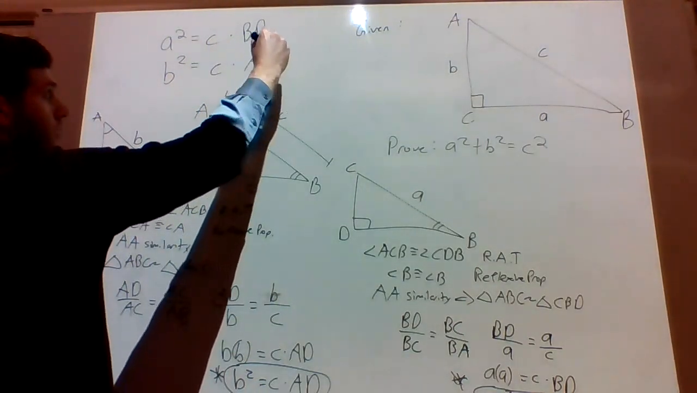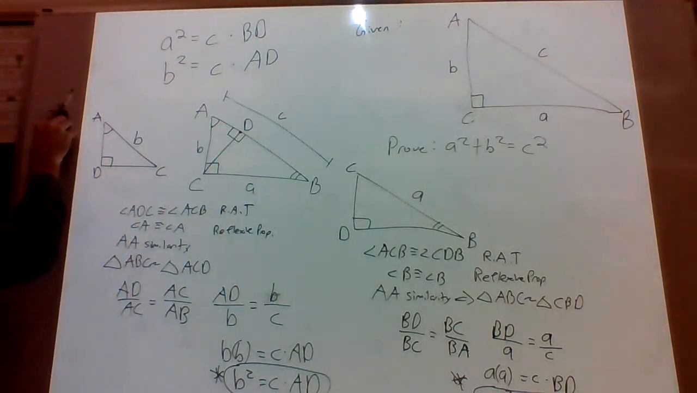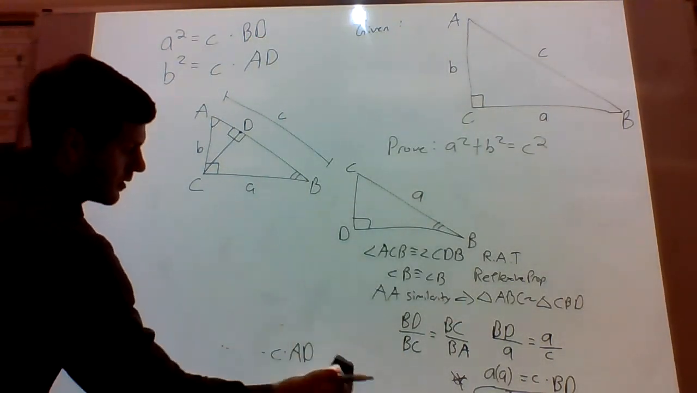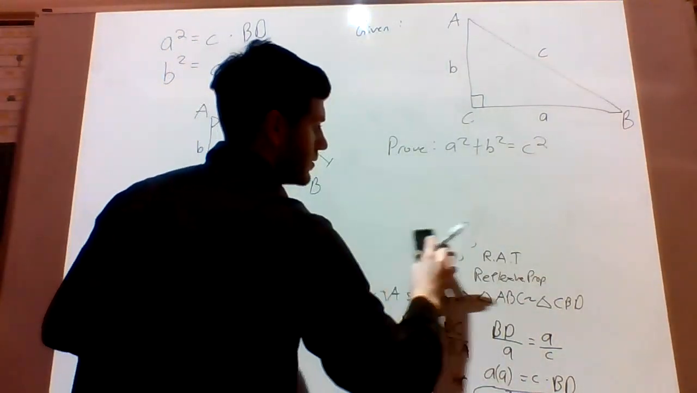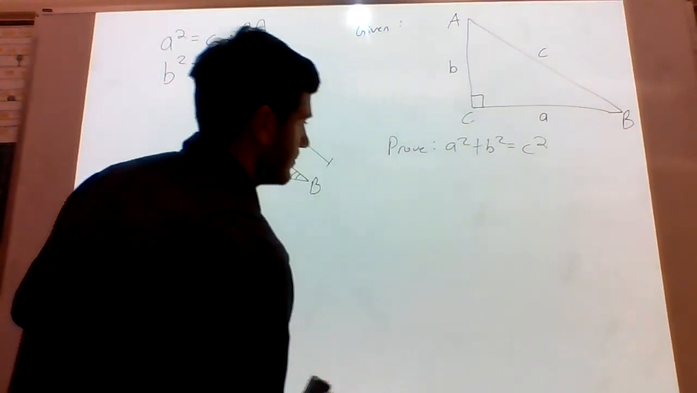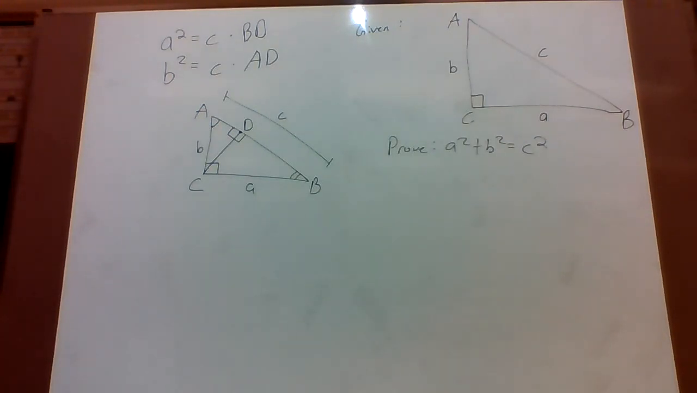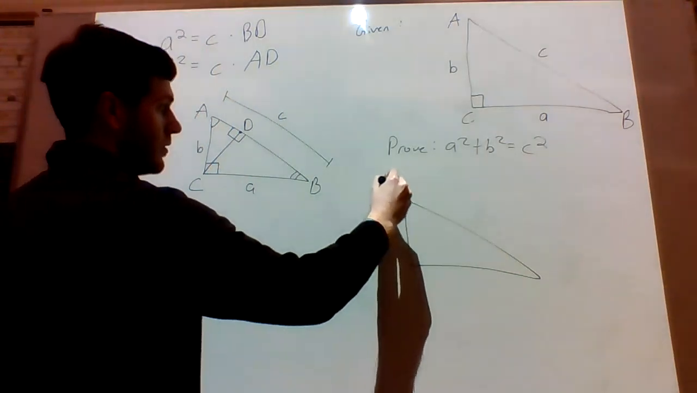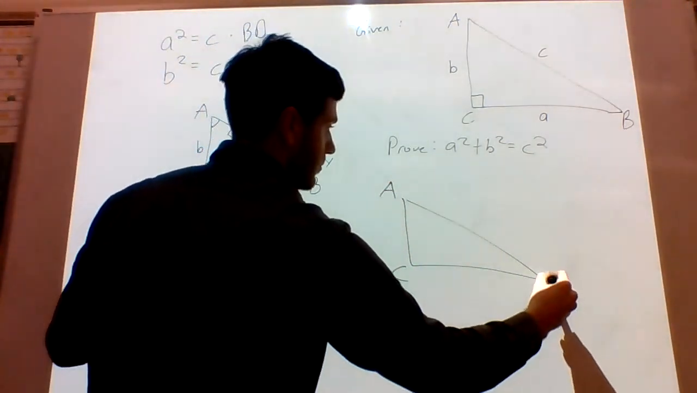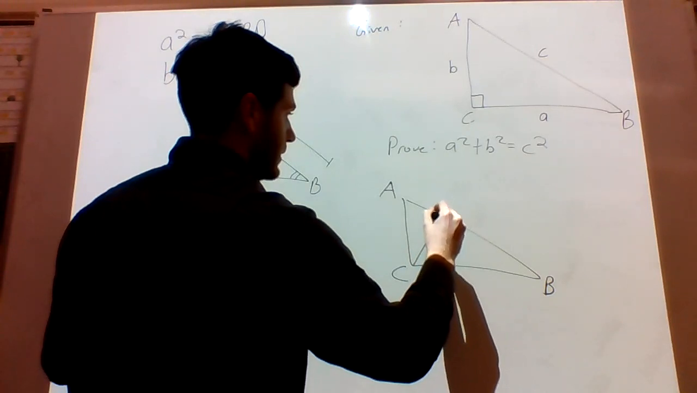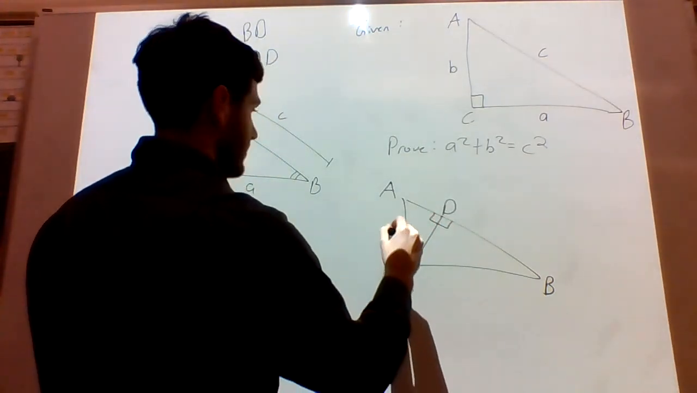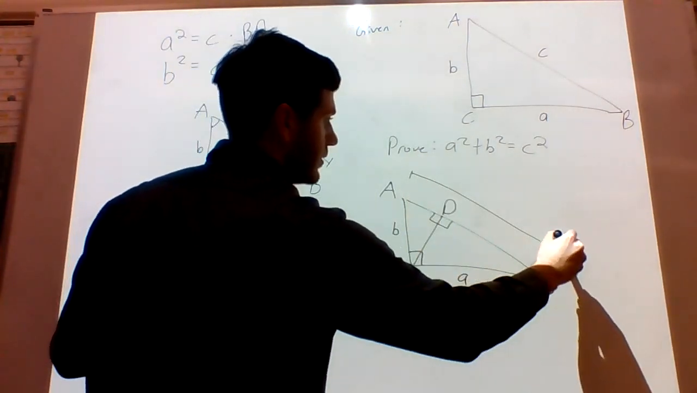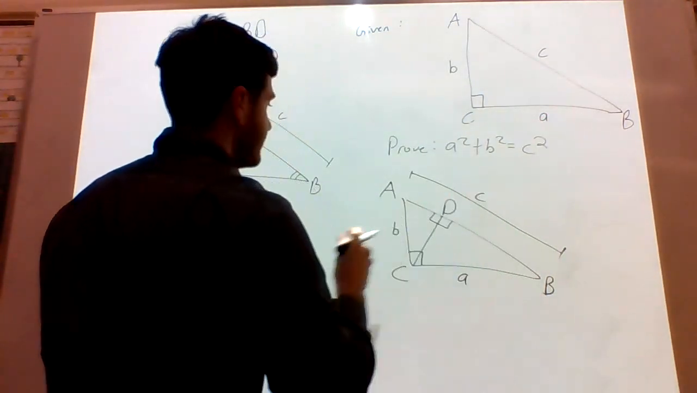I'm going to erase all of this. I'm going to redraw this over here. So we have A, C, B, point D. This is B, so right angle, that's A. And this distance here, AB, is c.